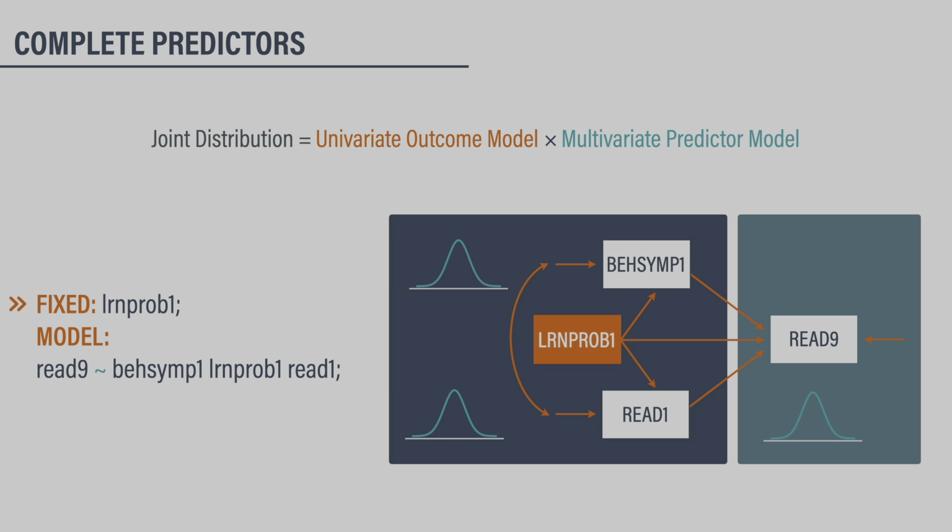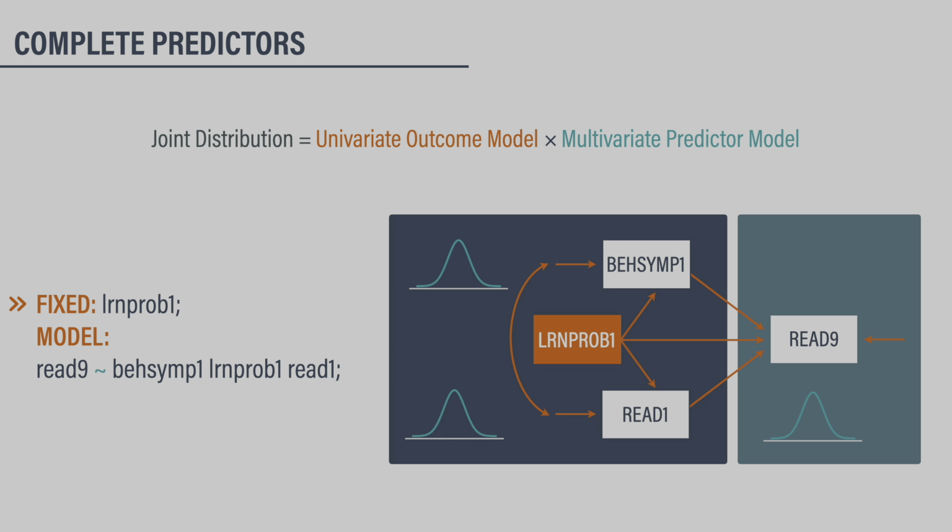In the path diagram on the right, you'll notice that the learning problems variable doesn't have a residual arrow pointing into it. That indicates that the variable doesn't require a distribution. However, the predictor still conveys its information via straight arrows connecting it to the other predictors.